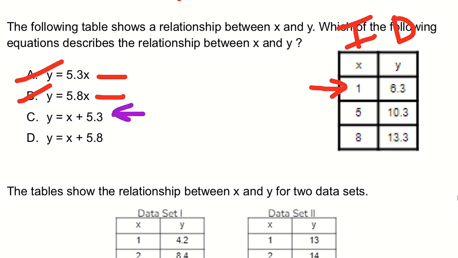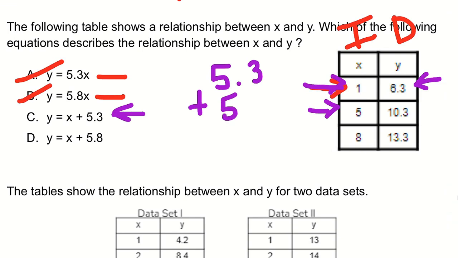I'm looking at this one. I'm going to use 1 again because adding 1 is easy. So 1 plus 5.3 is 6.3. Yay. And now I'm going to check it again. 5 plus 5.3. Let me write this out for you. 5 plus 5.3. Notice she lined up her decimals. Oh, that was adding and subtracting. Yeah, adding. 10.3. That looks good. And if I kept going, I think that one would check.